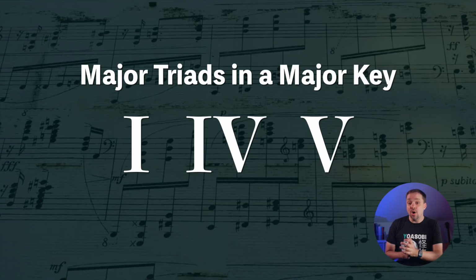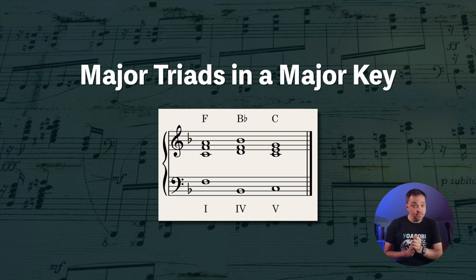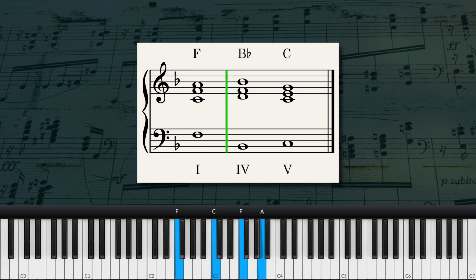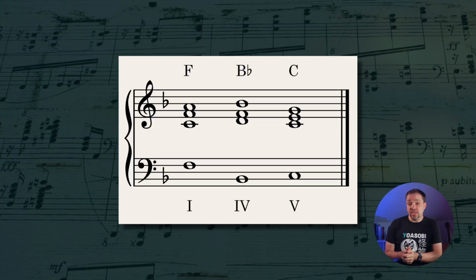In a major key, there are 3 major triads, 1, 4, and 5. In the key of F, those are F, B flat, and C. To start, we're only going to use a chord if the melody note is already in that chord. For example, if the melody note is A, our only choice will be F major, because the note A is in an F major triad, but not in B flat or C.